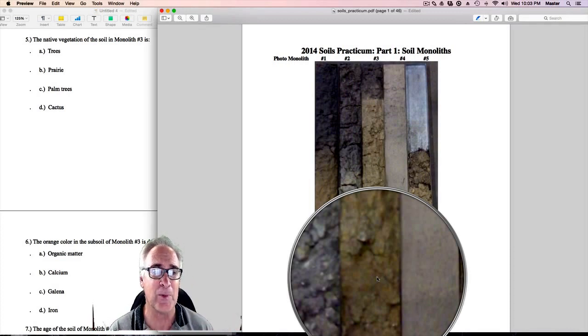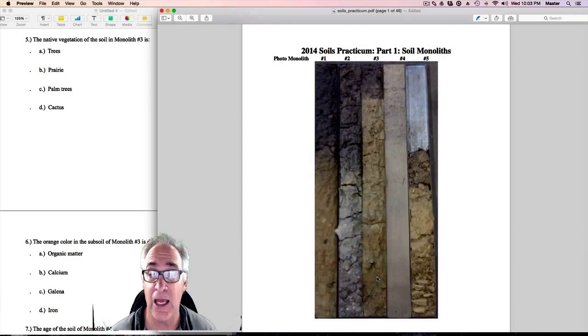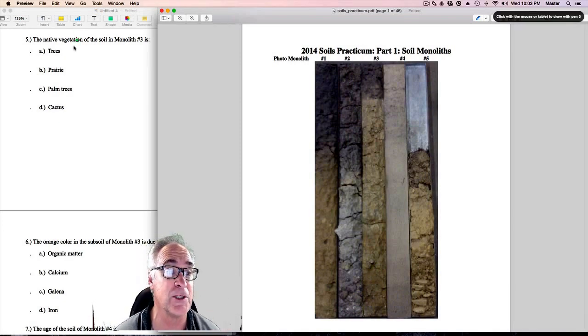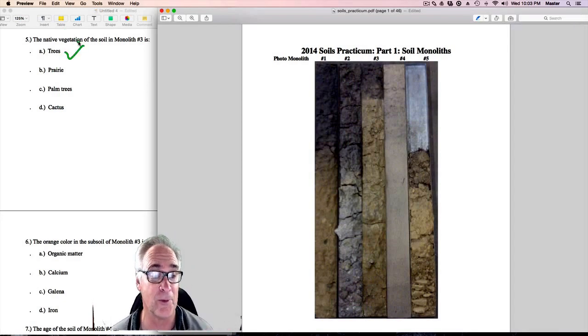And that leads me to believe that probably roots can be established fairly far into this soil profile. And I would say in this case, because there isn't a lot of restrictions within the profile, probably we're talking about vegetation of trees will work well in this monolith number three.